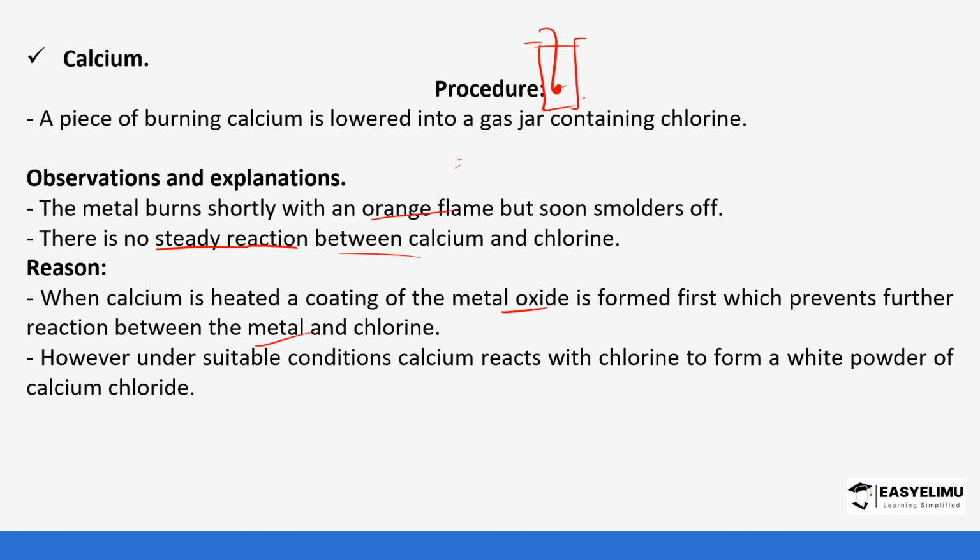But under specific conditions, for example where the calcium has been cleaned off completely, the reaction between it and chlorine usually forms a white powder, and that white powder is referred to as calcium chloride. The equation for the reaction is calcium reacts with chlorine to form calcium chloride, and you can see the equation also is balanced.